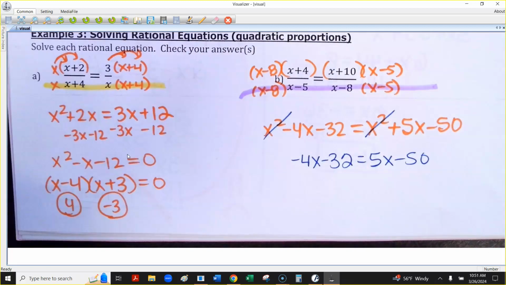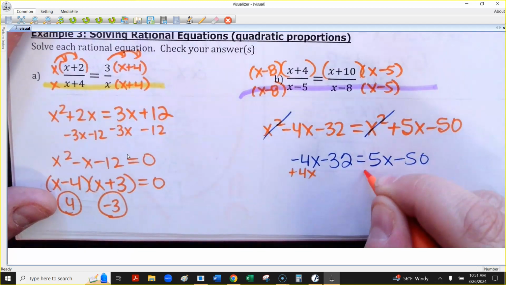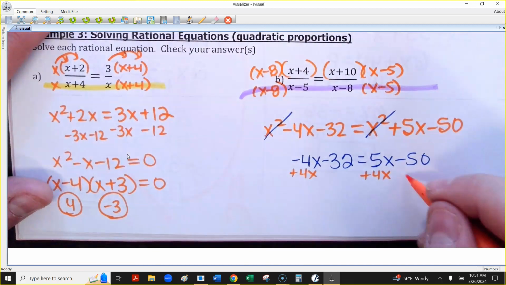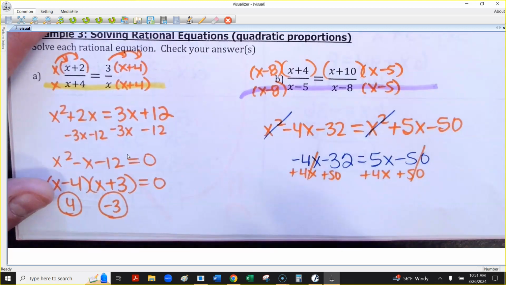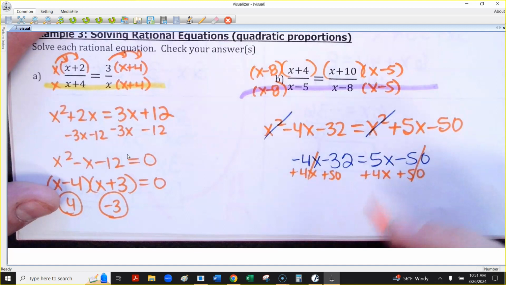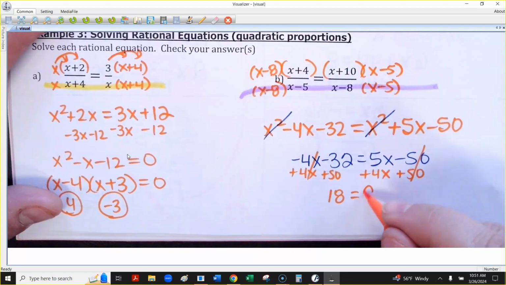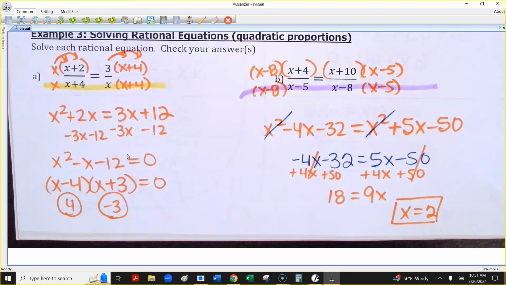Now, completely up to you. If it's me, I like to try to keep my variable positive. So I'm going to add 4x to the right side, and I'm just going to add 50 in the same step, just to save some space. Now, if you take negative 32 and add 50 to that, you're going to get 18. If you take 5x and 4x, you're going to get 9x. So x is going to end up being 2. And as long as I didn't have a 5 or an 8 as my answer, then we should be in good shape. Is anybody having a question?